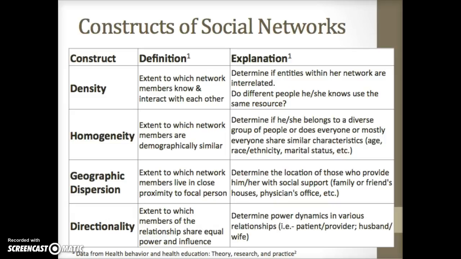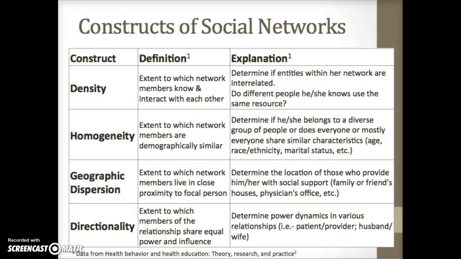One is density. Density is the extent to which network members know and interact with each other. This determines if entities within someone's network are interrelated. It is used to figure out if different people in someone's network use the same resource and come into contact with each other.